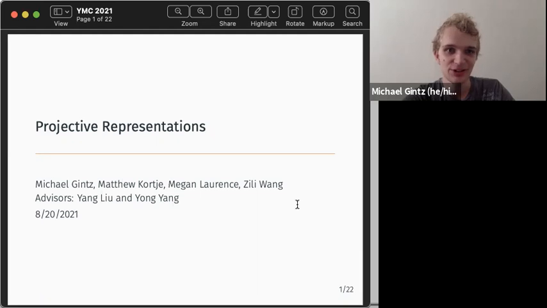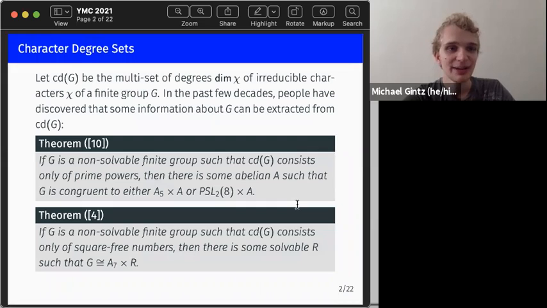Today I want to talk a little bit about what my group and I have done over the course of the summer with respect to projective representations. Before we get started, I'm going to give you a good amount of background information just to get you into the spirit of what exactly it is that we're doing.